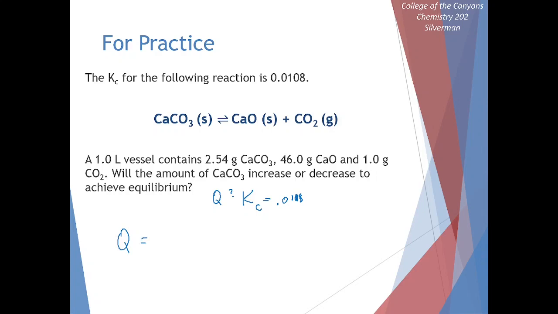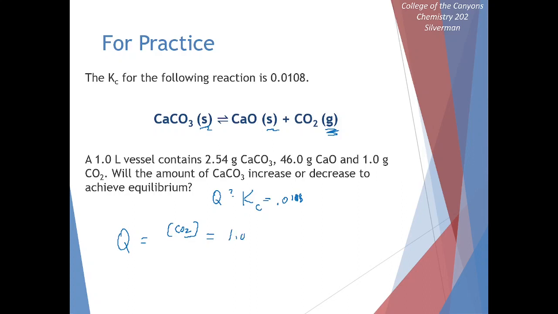Q has the same form as our equilibrium constant, so it's going to be our products divided by our reactants. In this case, our products are CO2, as this is the gas that we care about. Our reactants are solids, so we can just leave them out. If we want, we can just write this divided by 1. And so we can say our Q is going to be the concentration of CO2.